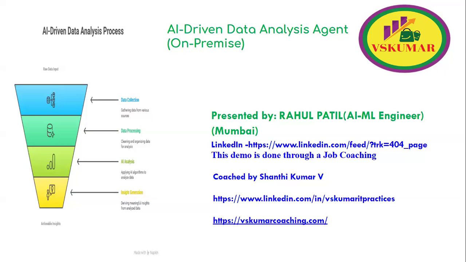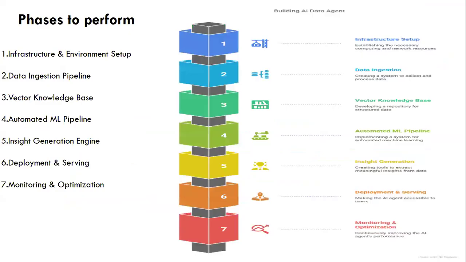Now let's move to the next PPT slide regarding the phases to be performed in this use case. The first phase is infrastructure and environment setup, then data ingestion and pipeline. Third is a vector knowledge base. Fourth is an automated ML pipeline. Fifth is the insight generation engine, sixth is deployment and serving, and seventh is monitoring and optimization. All these steps are going to be performed in this use case. And here is a pictorial representation of the structure.